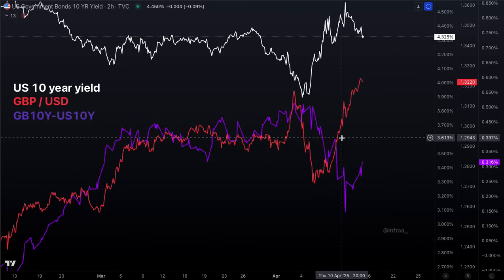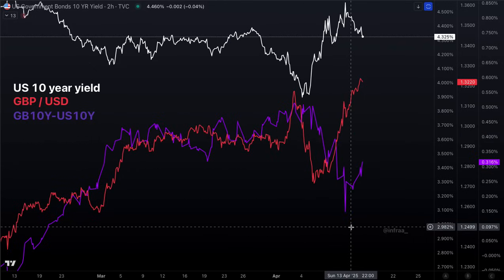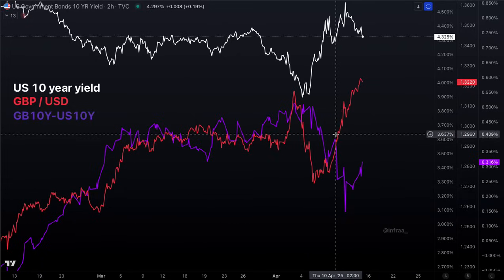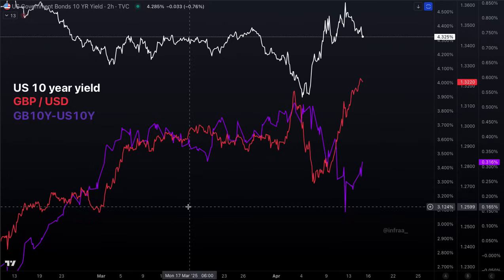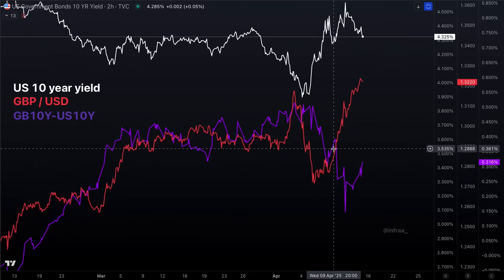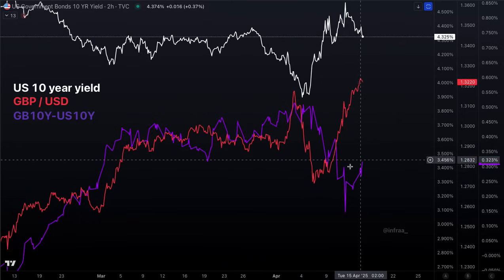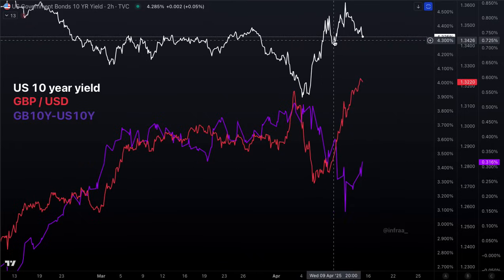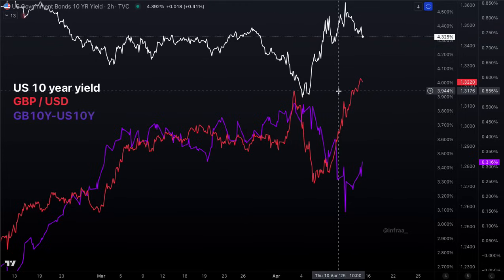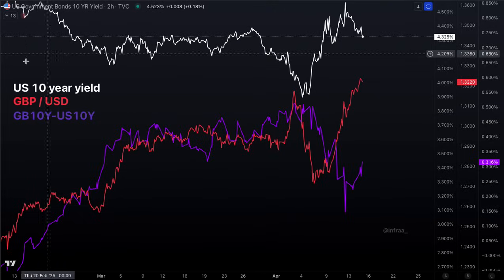So yeah, same thing as Japan, same thing as Canada, same thing as China and Europe writ large. We saw this notable divergence. All those currencies started to diverge from their interest rate differential, coinciding with the U.S. 10-year yield moving higher, aka the 10-year bond selling off and moving lower.